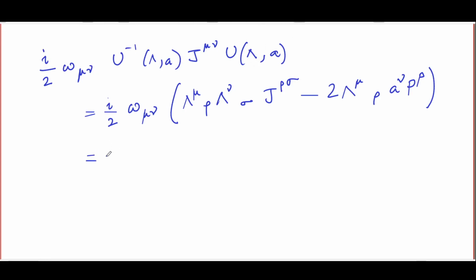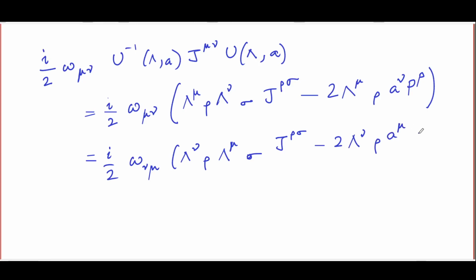So if you do that, you get i by 2 omega nu mu, lambda nu rho, lambda mu sigma, J rho sigma, minus twice lambda nu rho a mu p rho. Of course, omega nu mu is minus omega mu nu, so I can write this as minus i by 2 omega mu nu.